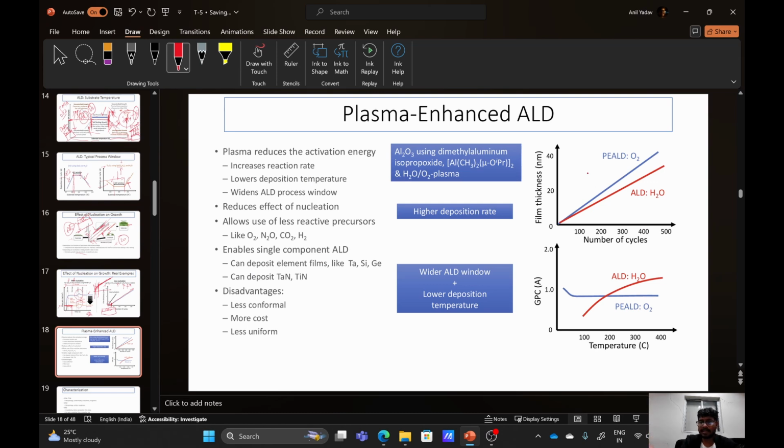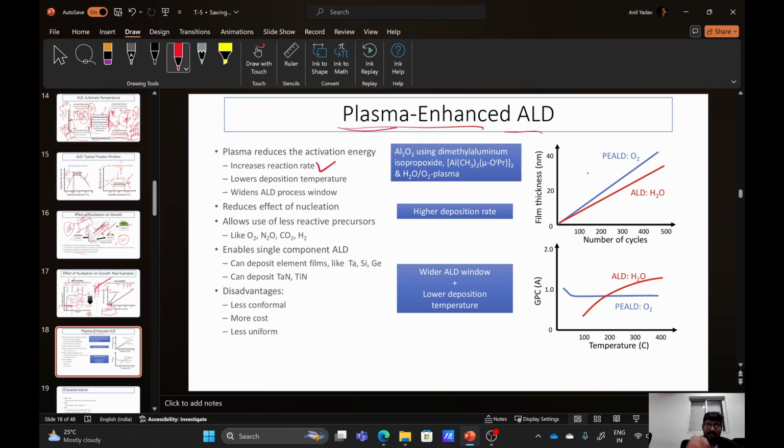In plasma enhanced ALD, previously we discussed thermal ALD. In thermal ALD, we provide the energy for the reaction by thermal means, by heating the substrate or the chamber. In plasma enhanced ALD, we can provide the energy to the molecules while they are reacting through the plasma as well. The temperature required will be lower, because we are providing the energy for the reaction with the plasma, so it will increase the reaction rate.